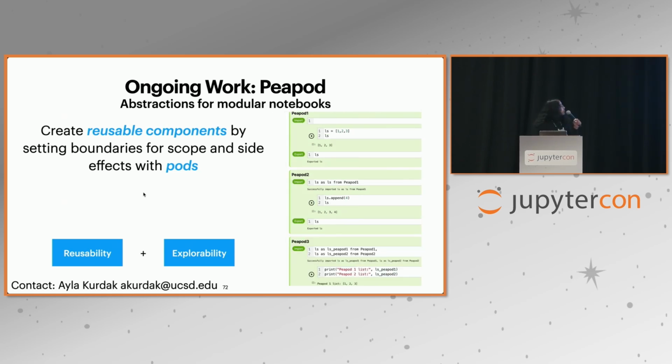You can also control side effects using Peapods. So in this example, we changed our value of ls in our second Peapod. But in our third Peapod at the bottom, we see that we actually have to import twice and give them different names, so you don't accidentally end up reusing that list, meaning one Peapod's value versus another.